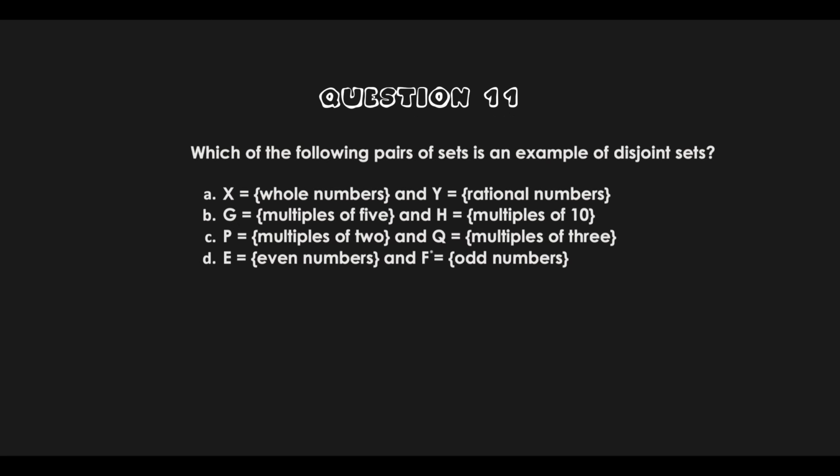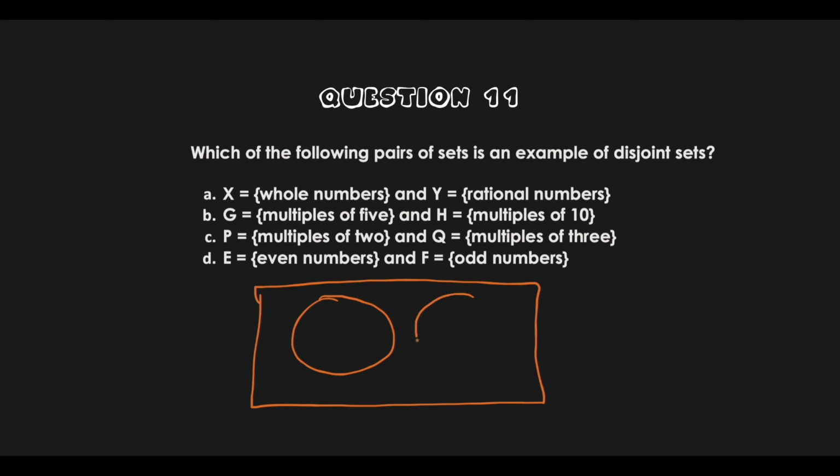So they say here, which of the following pairs of sets is an example of disjoint sets? So when we're talking about disjoint sets, we're talking about sets that do not have any common elements. So in this sense, they would be separated or disjointed. They're not intersecting. So when you look at these, whole numbers can also be rational numbers.